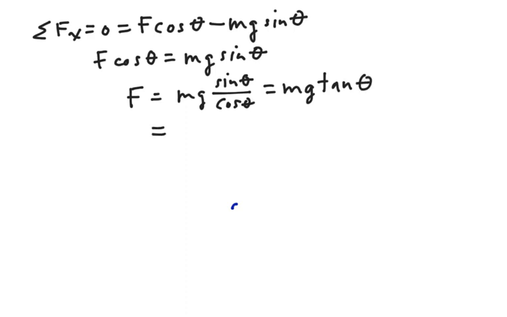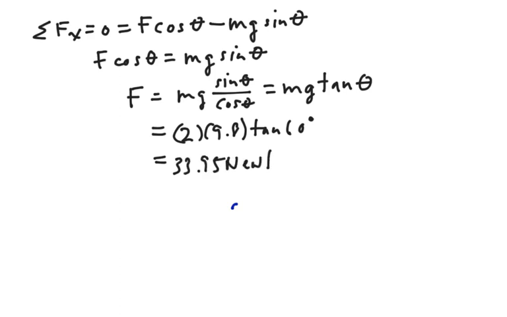All right, I know all these quantities. The mass is 2, g is 9.8, and theta is 60 degrees. So this is 19.6 times the tangent of 60, 33.95 newtons. All right, so that's my F force, and that is the answer to part A.